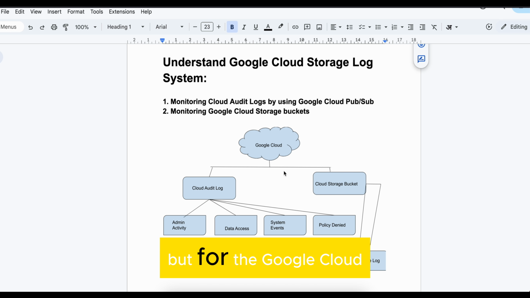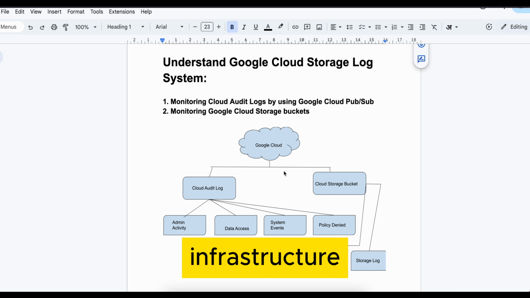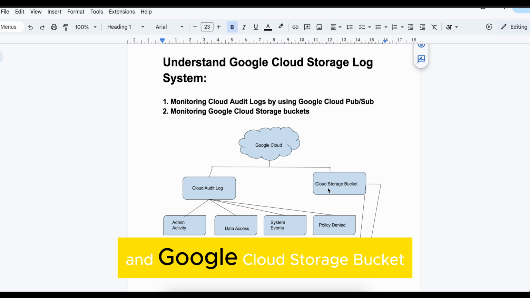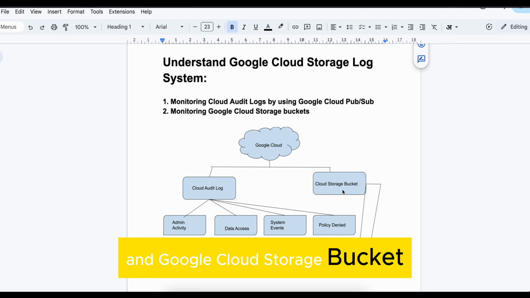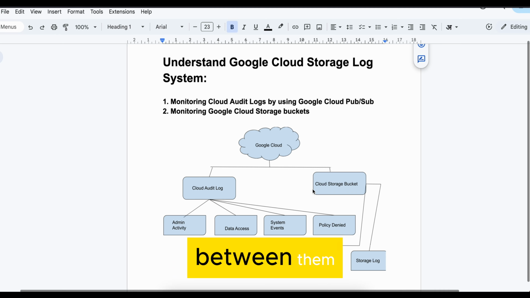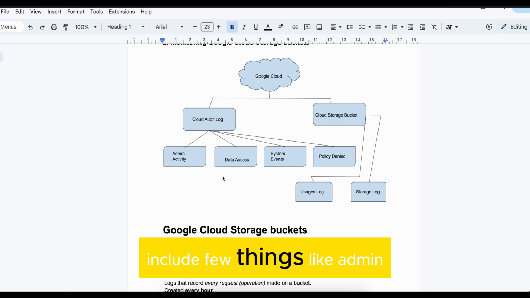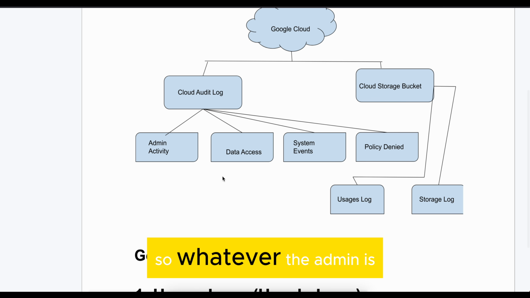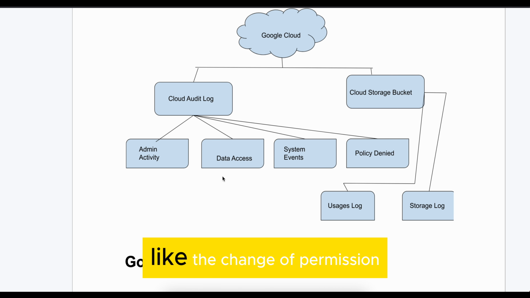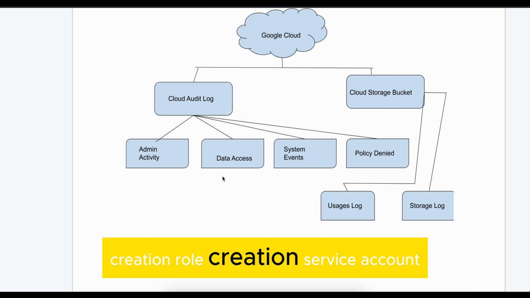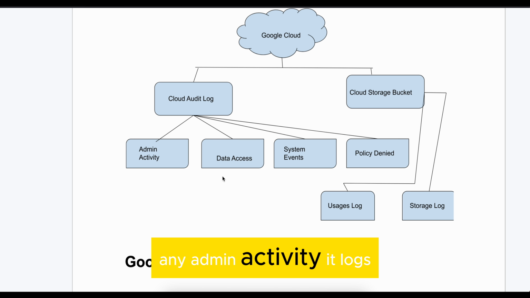But for the Google Cloud infrastructure, we have 2 things, which are Google Cloud Audit Log and Google Cloud Storage Bucket. So what are the differences between them? Google audit logs include a few things like admin activity. So whatever the admin is doing, like the change of permission, creation of a role, creation of a service account, any admin activity, it logs.